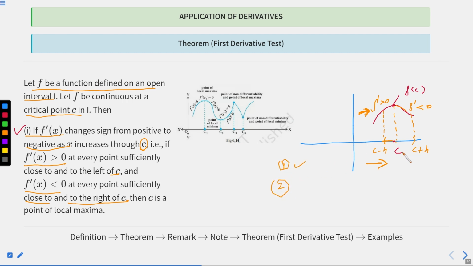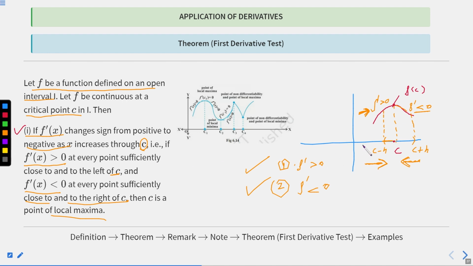Now the second condition: if you move right to left towards C, in both cases we are moving towards C, but here right to left, and in this interval, moving right to left, if you have f prime negative, and these two conditions are satisfied, then you can say that your point C is a point of maxima. Okay, clear? A point of local maxima. I hope it is clear to you.